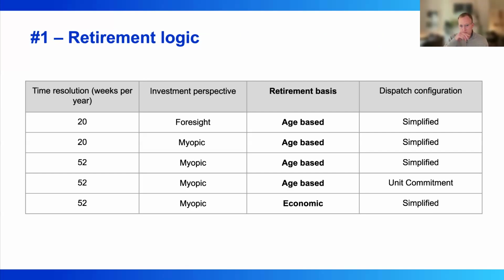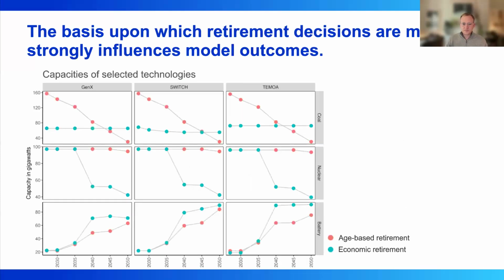To begin with, we'll talk about some findings that we found when we looked at the difference between the retirement logic. And so just to go into a little bit of detail here, the two versions are age-based, which is you kind of exogenously set when different assets retire, which is quite simple. There's no decision being made by the model, whereas the economic retirement, we endogenize the retirement decisions on a least cost basis. Next slide, please.